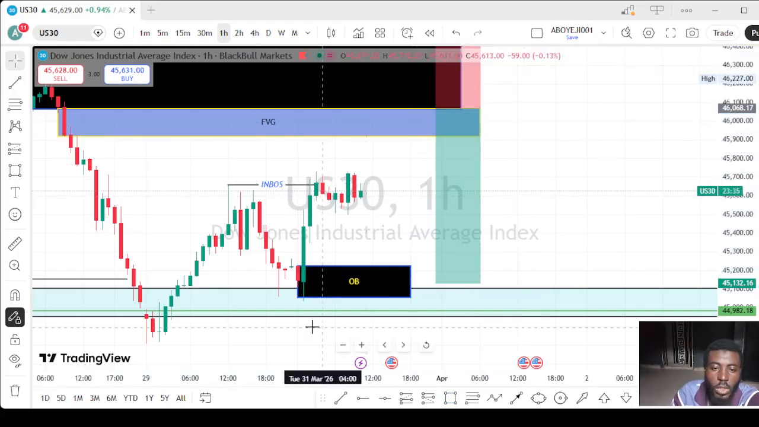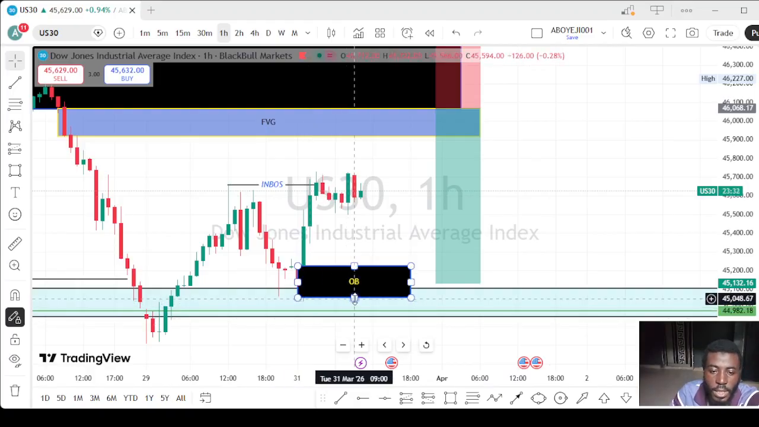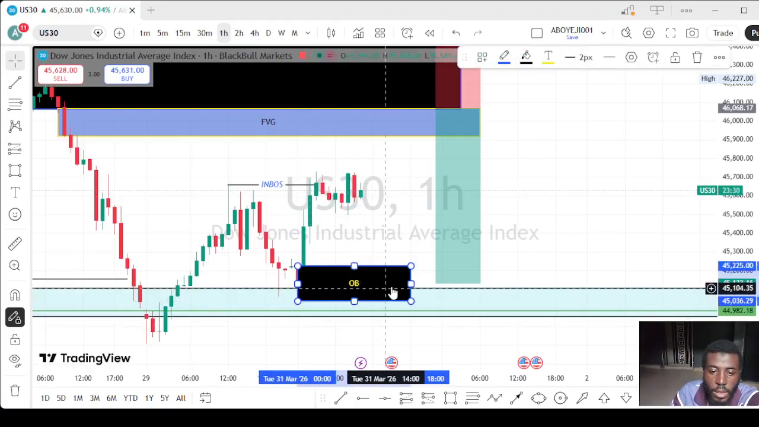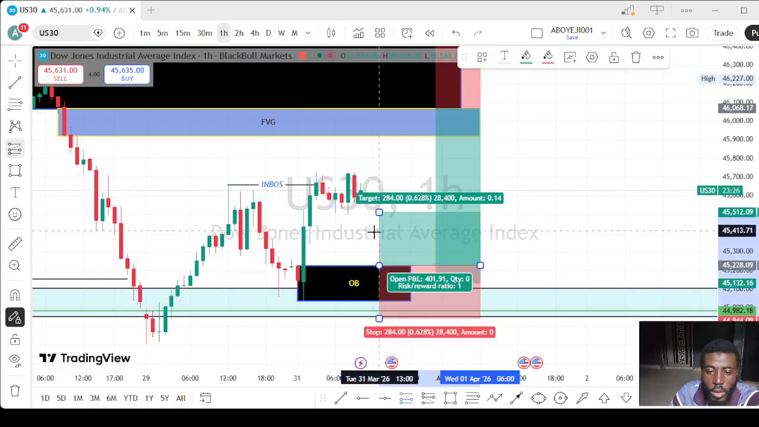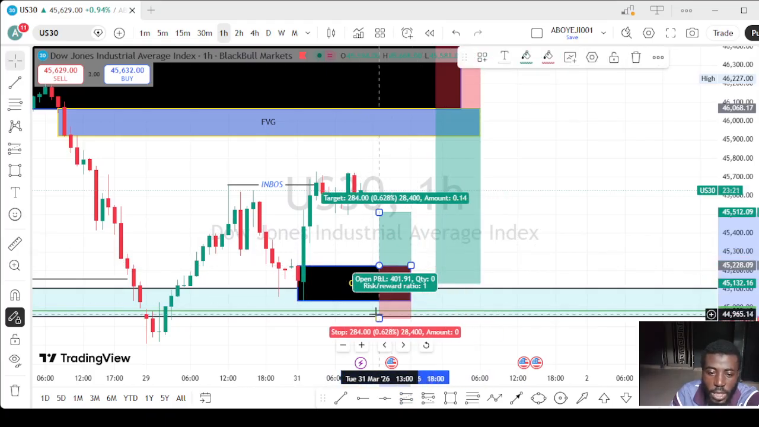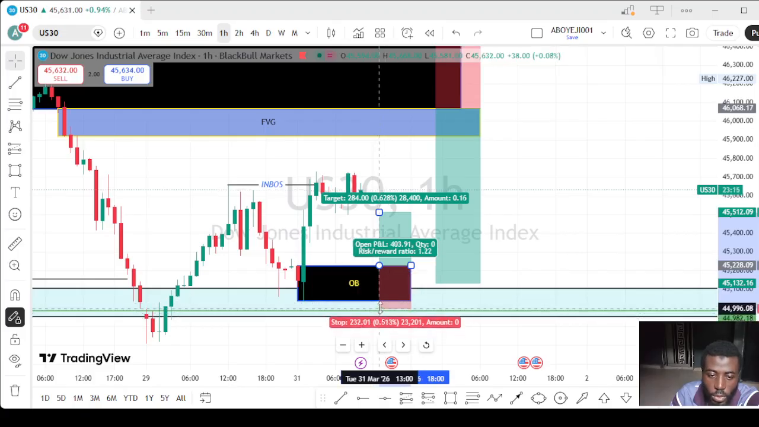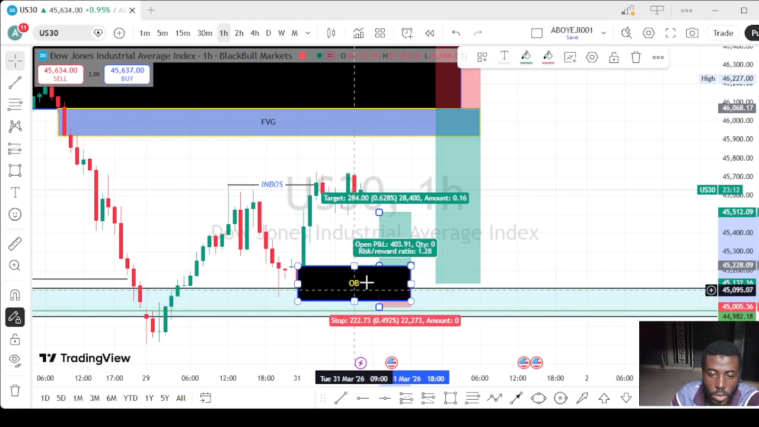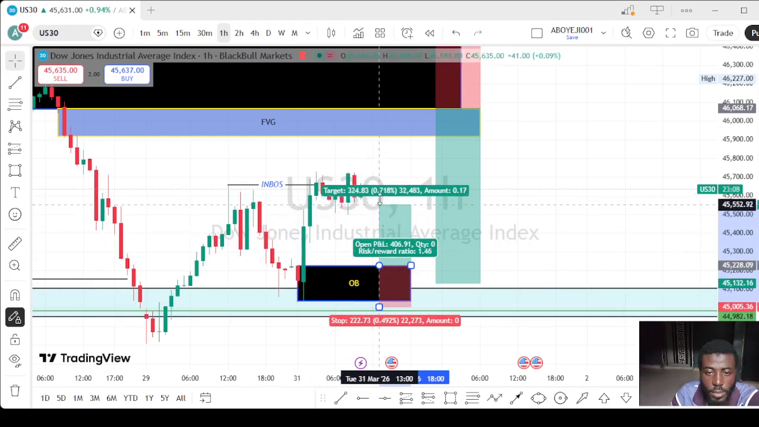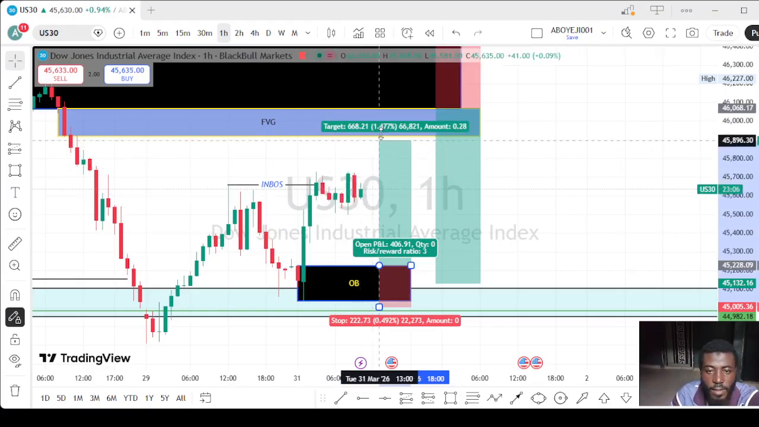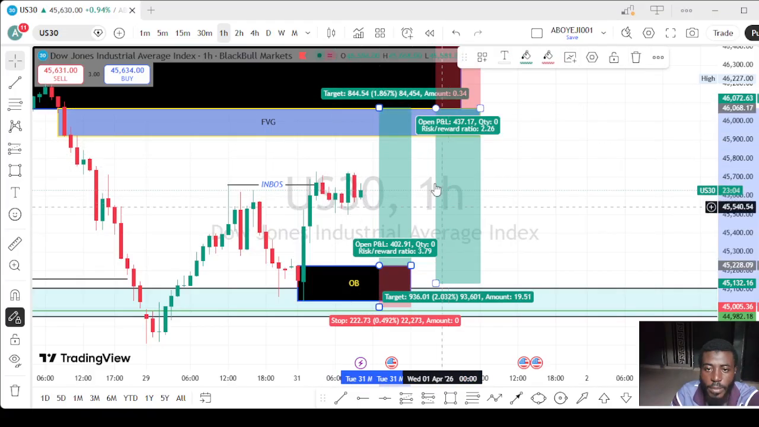So this is what we are having in the market. If the market wants to come down, we are buying from here. If you see any opportunity that the market is coming down, we are buying from there also. This is where we are buying. We are buying from here.